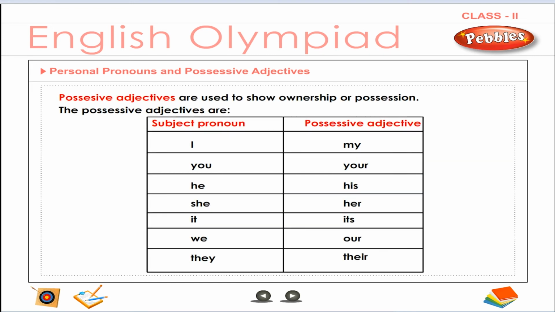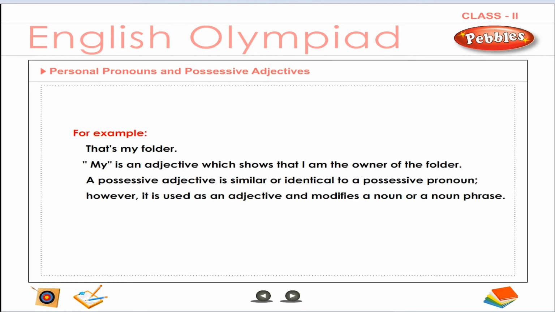Possessive adjectives are used to show ownership or position. The possessive adjectives are subject pronoun, possessive adjective. I, my. You, your. He, his. She, her. It, its. We, our. They, their. For example, that's my folder. My is an adjective which shows that I am the owner of the folder.